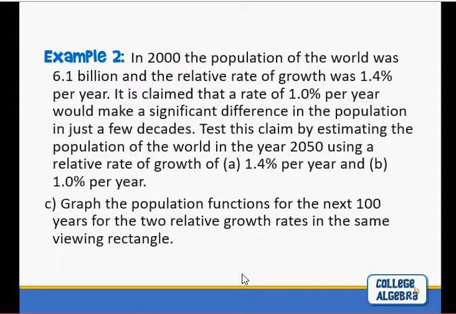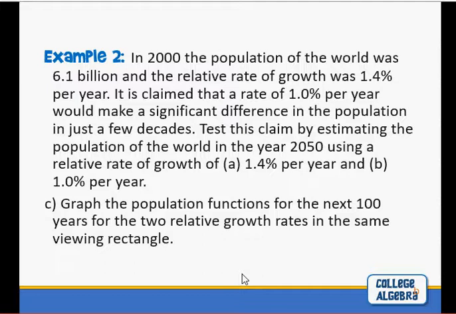Okay, another exponential growth problem. The population of the world is perhaps growing exponentially, or we can at least model it that way. In 2000, the population of the world was 6.1 billion people, and the relative growth rate was 1.4% per year. That's very fast and a little alarming to people, so it's claimed that a rate of 1% per year would make a significant difference in the population in just a few decades.